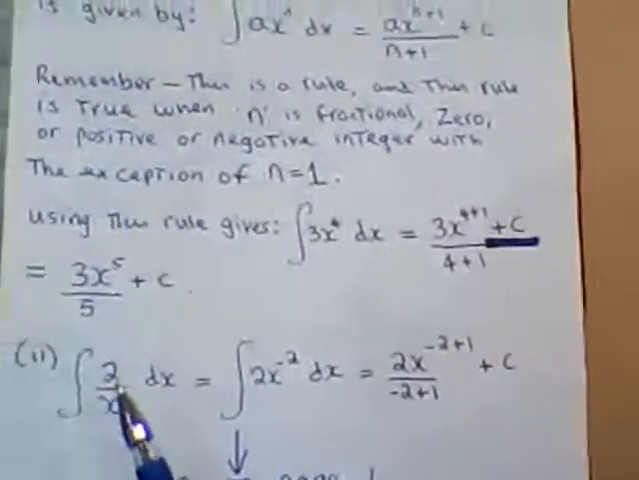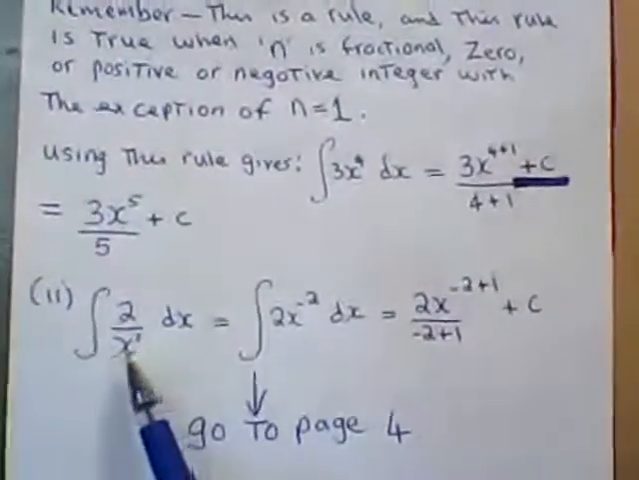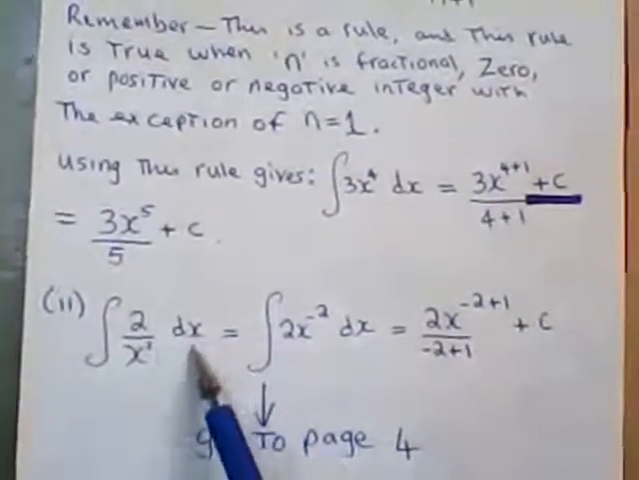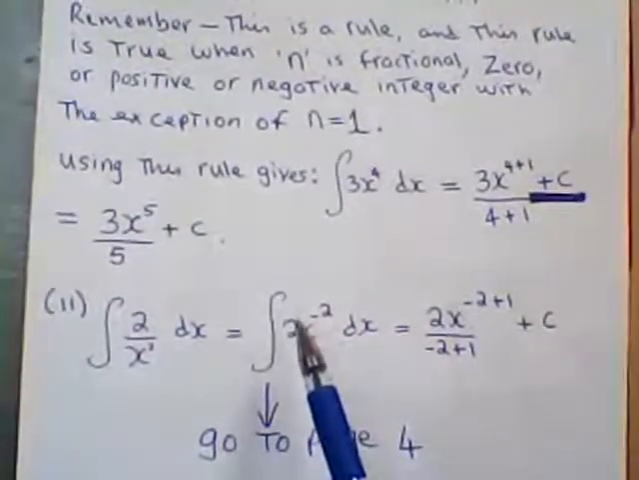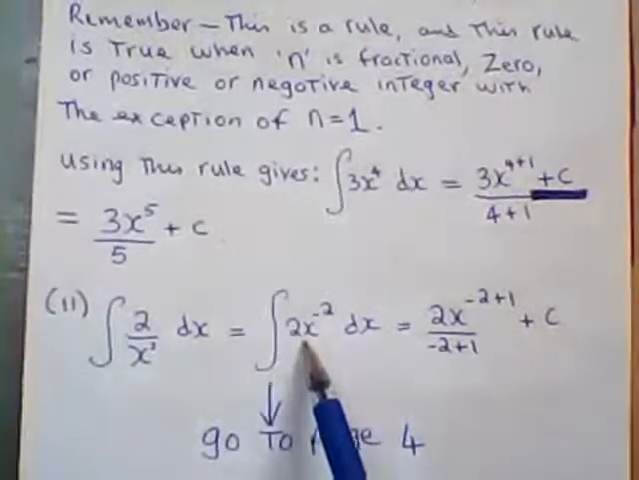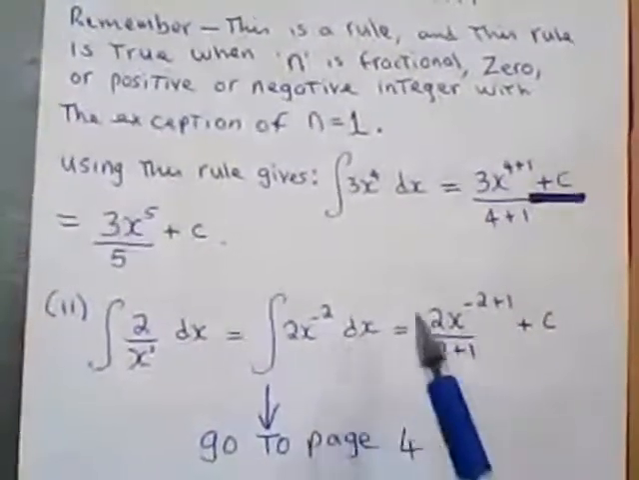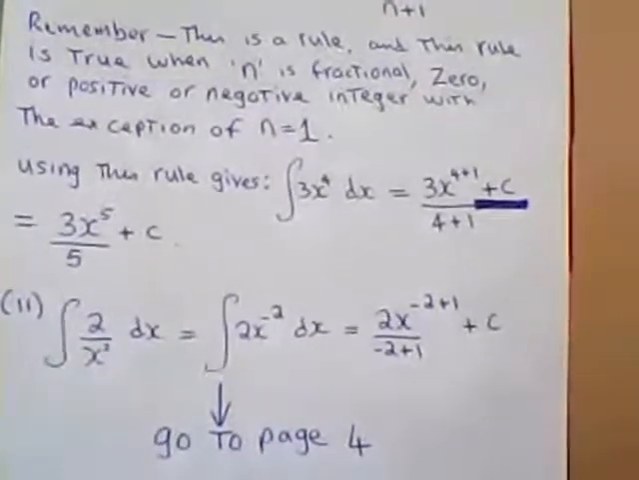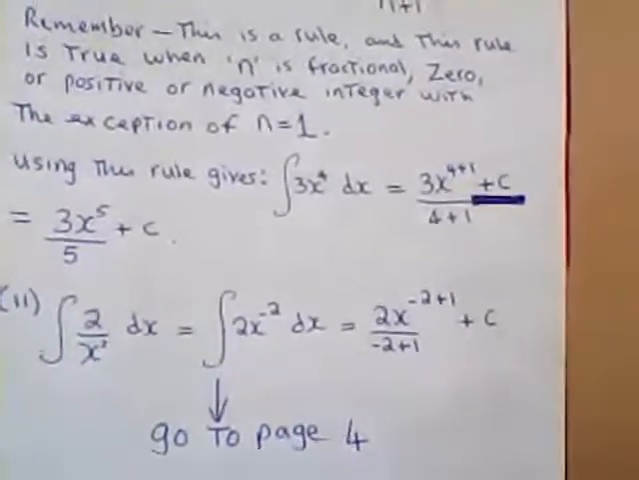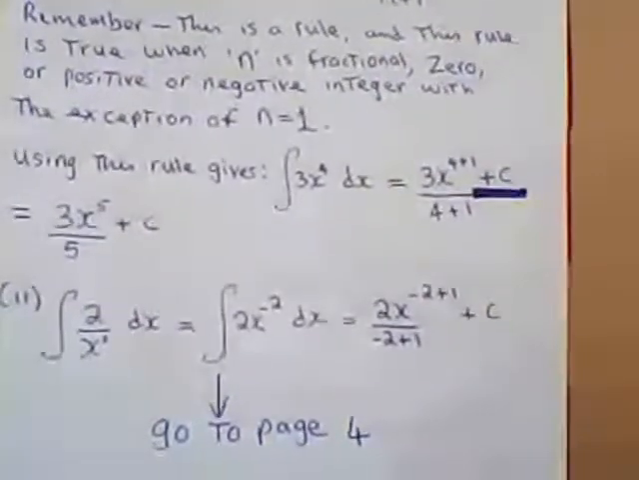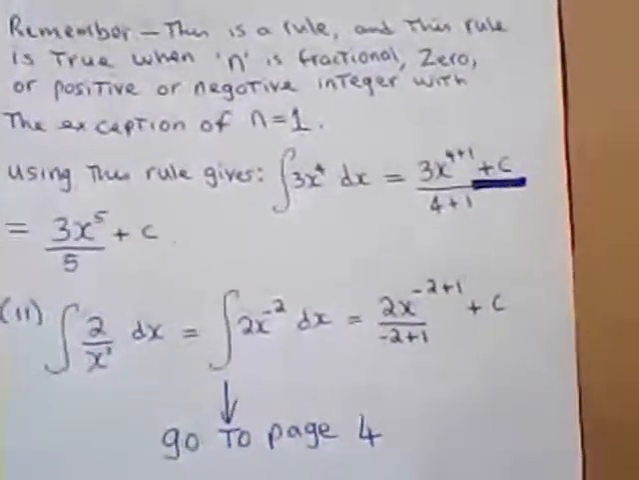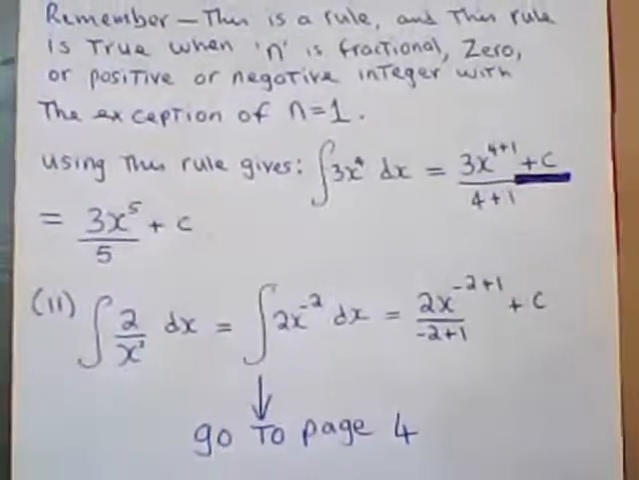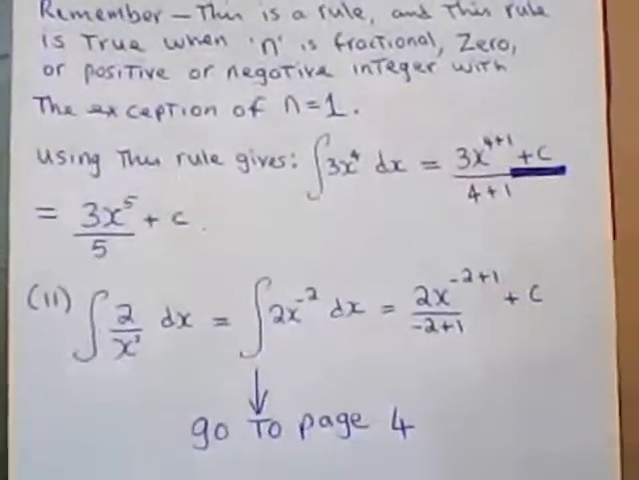Now looking at the integral of 2 over x squared dx, which equals the integral of 2x to the minus 2 dx, which equals 2x to the minus 2 plus 1 over minus 2 plus 1. Again, here we're looking at a given example. Remember, these are only examples.